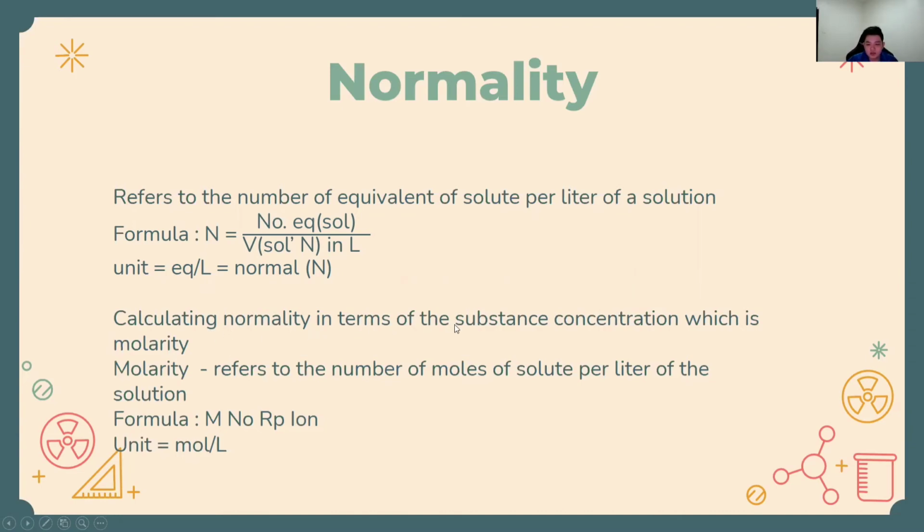Calculating normality in terms of substance concentration, which is molarity. Molarity refers to the number of mole of solute per liter of the solution. The formula that we use is normality equals molarity, M, times number of replaceable ion. The unit that we use in molarity is mole per liter.